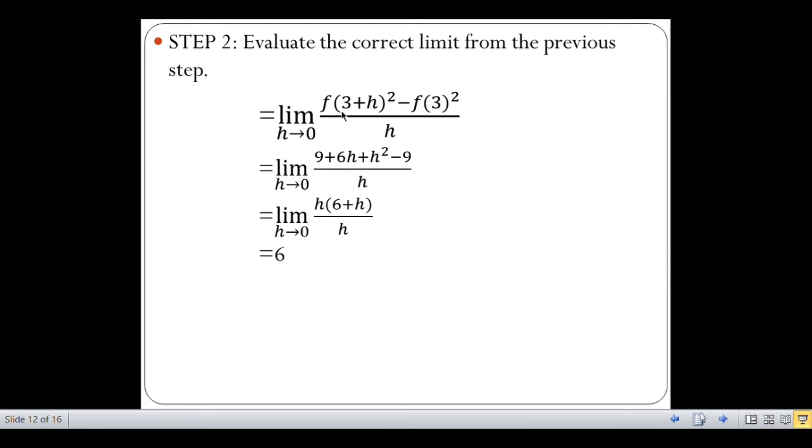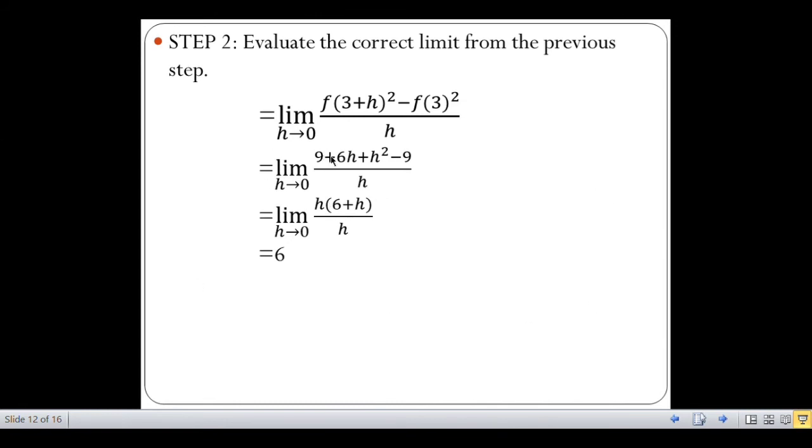So we have 6h, then 3 times 3, okay, so ayan, 9. And then h times h, we have h squared. Then minus 3 squared, we have 3 times 3, we have 9. Then over h. And next, i-simplify na po natin class. Medyo kulang dito sa problem sa module, pero i-note ko na lang.